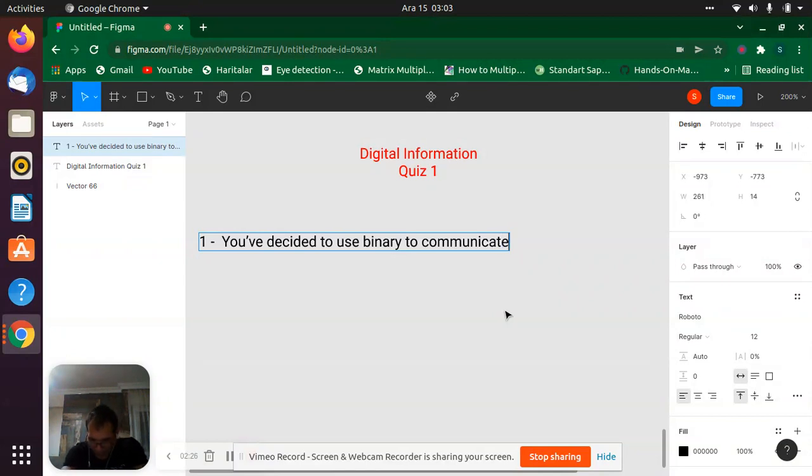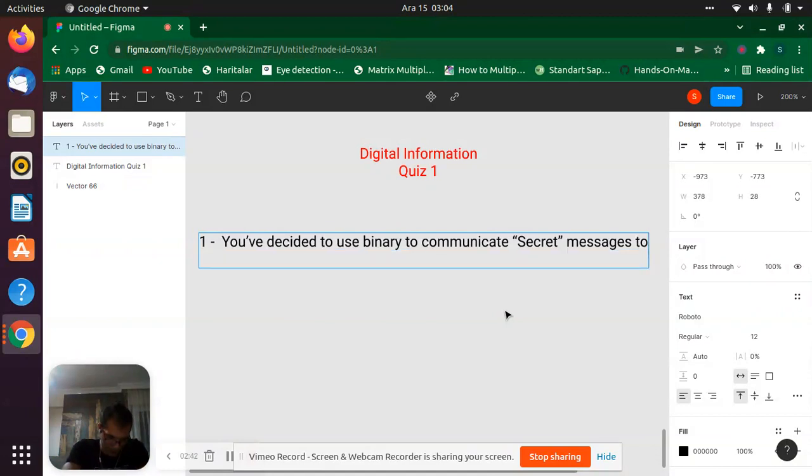Communicate, I think it's true, right? And then we say: script messages to your friend, and you want to tell him to meet you at locker 44. Yes.